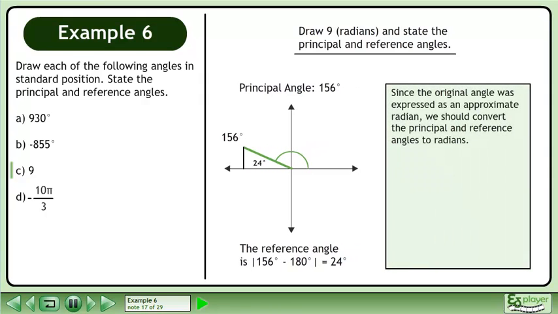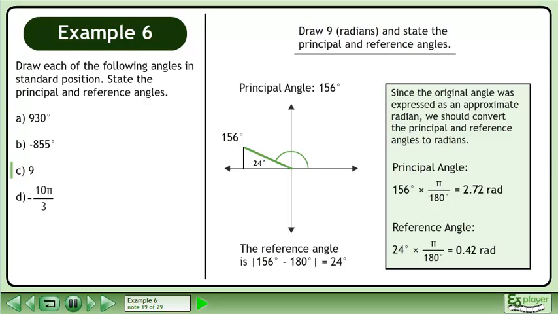Since the original angle was expressed as an approximate radian, we should convert the principal and reference angles to radians. The principal angle, 156 degrees, can be multiplied by pi over 180 degrees to get 2.72 radians. The reference angle, 24 degrees, can be multiplied by pi over 180 degrees to get 0.42 radians.